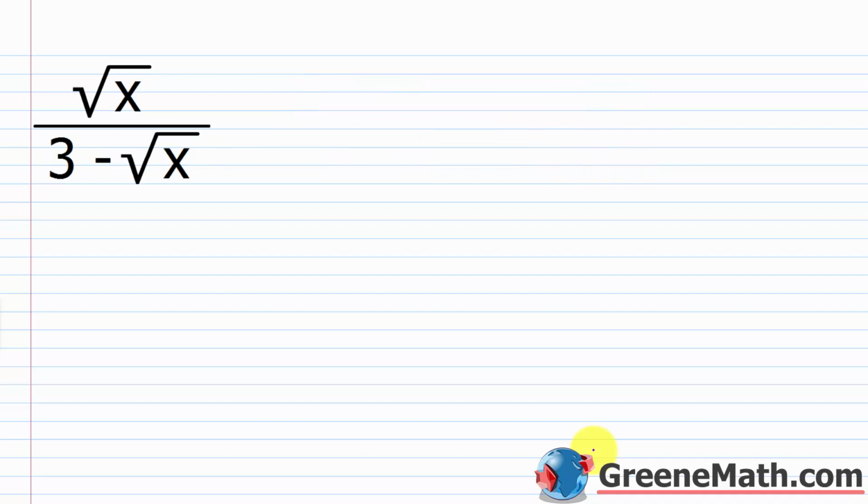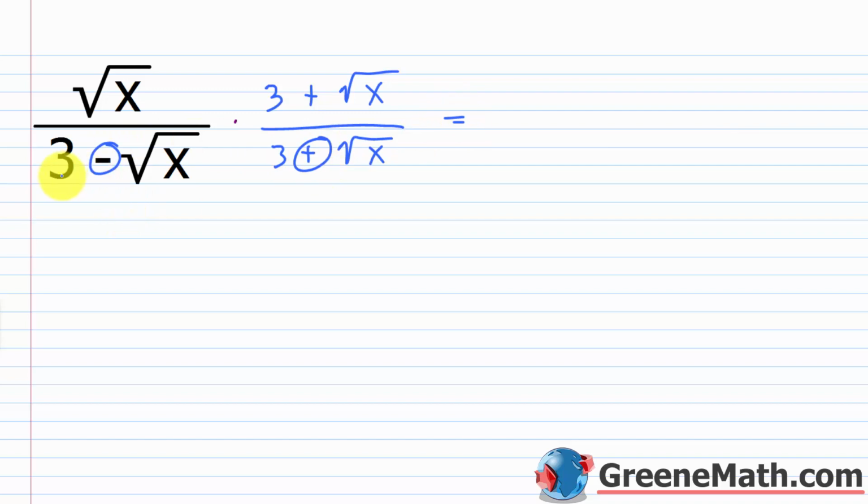All right, let's take a look at another one. So we have the square root of x over 3 minus the square root of x. Again, I'm just going to multiply the numerator and denominator by the conjugate of the denominator. So I would have 3 plus the square root of x over 3 plus the square root of x. Again, it's the same two terms in the same order, just change the signs. Okay, that's all you've got to do.